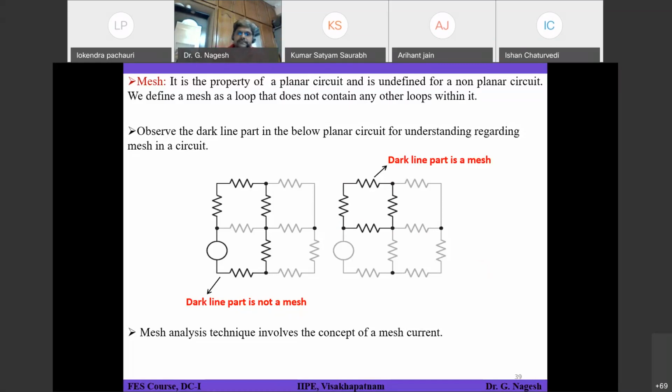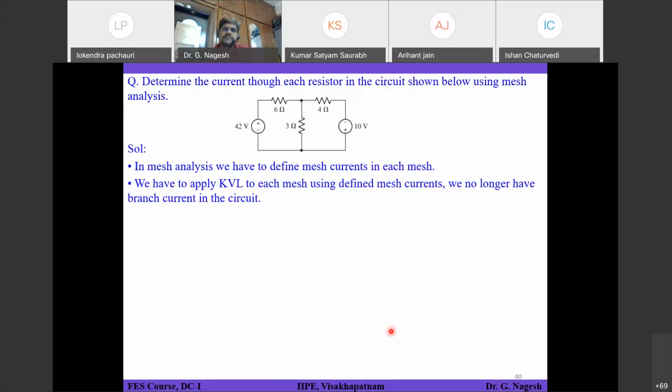Okay, so mesh analysis technique involves the concept of mesh currents. For mesh analysis, we have to first find out one mesh and then involve the concept of mesh currents. Then you have to define the mesh current. Okay, so we'll see what that is. So this is the circuit they have given. You can apply any method, KCL, KVL, nodal analysis, whatever it may be. Mesh analysis is one of those techniques.